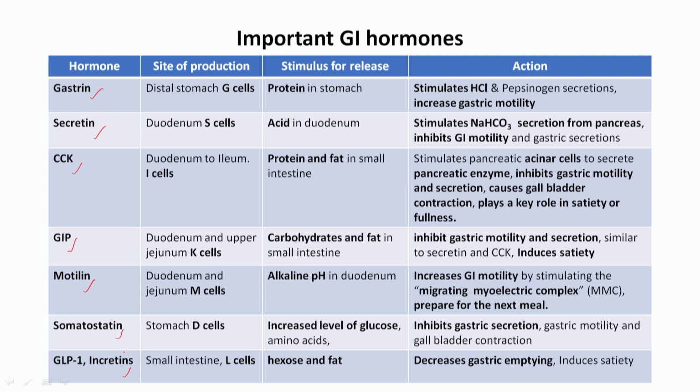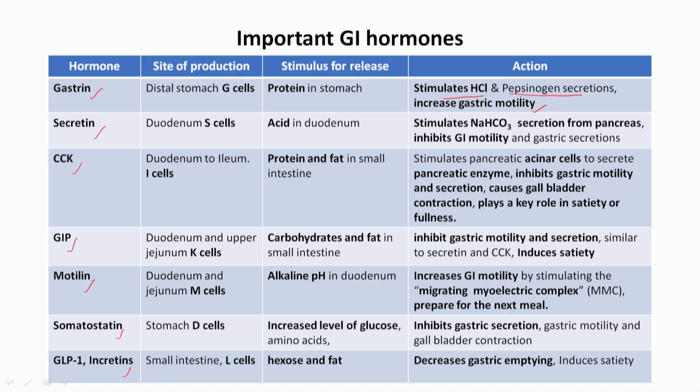Gastrin mainly stimulates hydrochloric acid production and pepsinogen secretion, and it enhances gastric motility. Very few hormones in the GI tract enhance gastric motility, and one of them is gastrin. The next hormone is secretin. It stimulates sodium bicarbonate secretion from the pancreas. It inhibits GI motility.